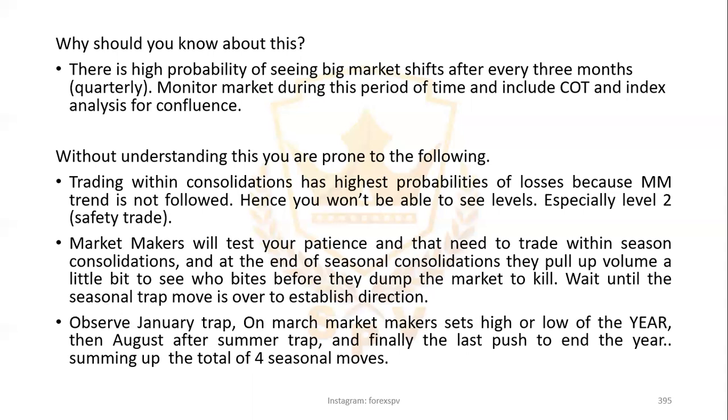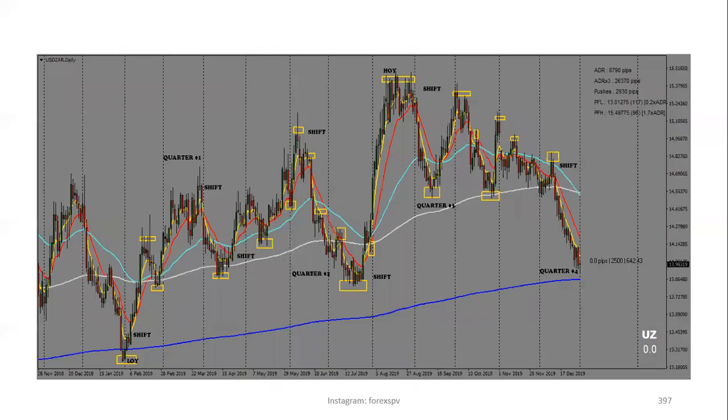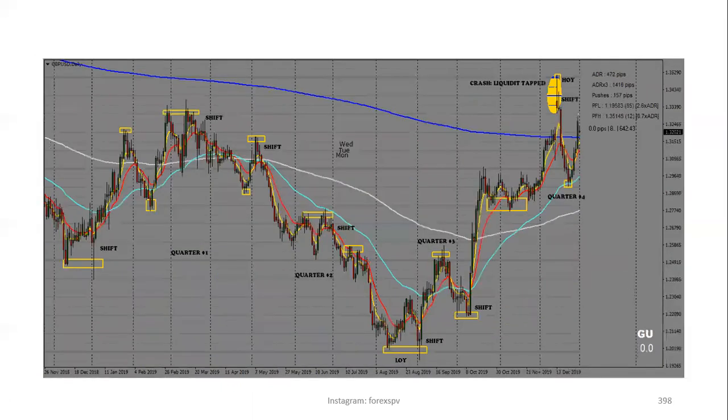And you'd see them giving you clear patterns for you to enter, and then you'd find them having a stop hunt. And then after the seasonal trap is made, they establish the direction they need. So we need to observe several charts here. We have USD ZAR, we have GBP USD, Euro Yen.